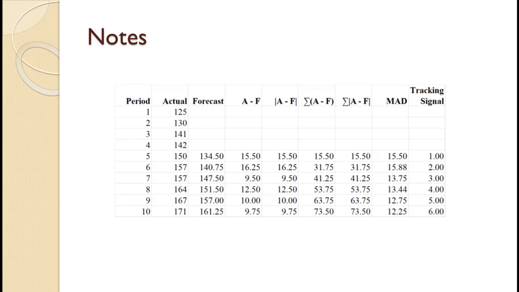This pattern of the tracking signal being 1.00, 2.00, 3.00, 4.00, and so on happens anytime the forecast is always below the actual. If the forecast were for a longer period and stayed below the actuals, the numbers would continue to increment. It is this incrementing that causes the tracking signal to exceed the +4 value and signal bias. Had all of the forecasts been above the actuals, then the tracking signal would have been -1.00, -2.00, -3.00, and so on.